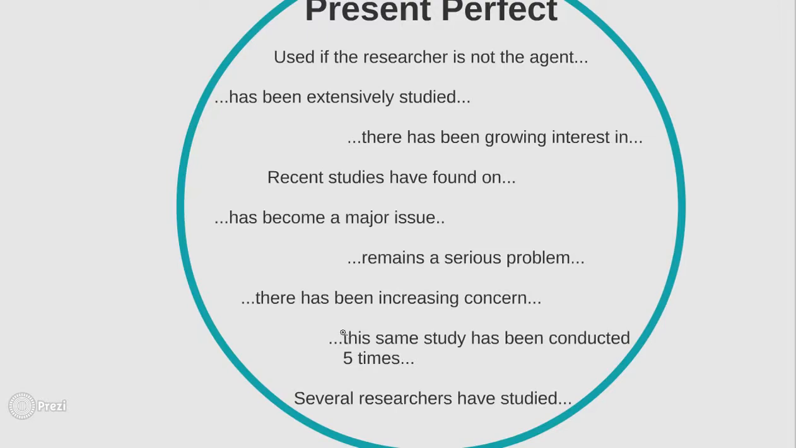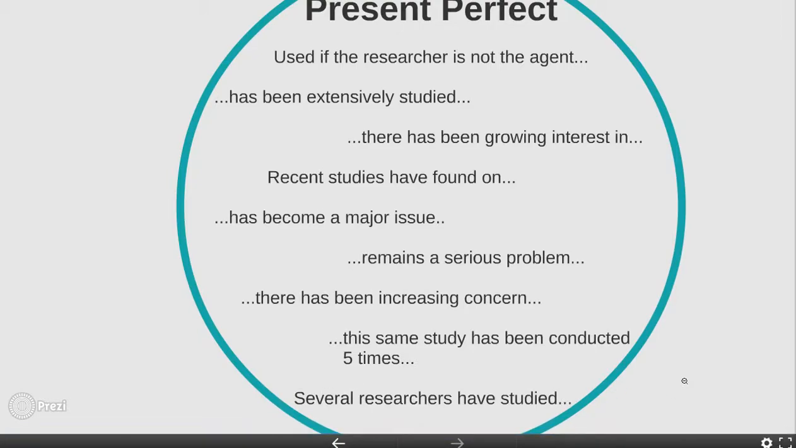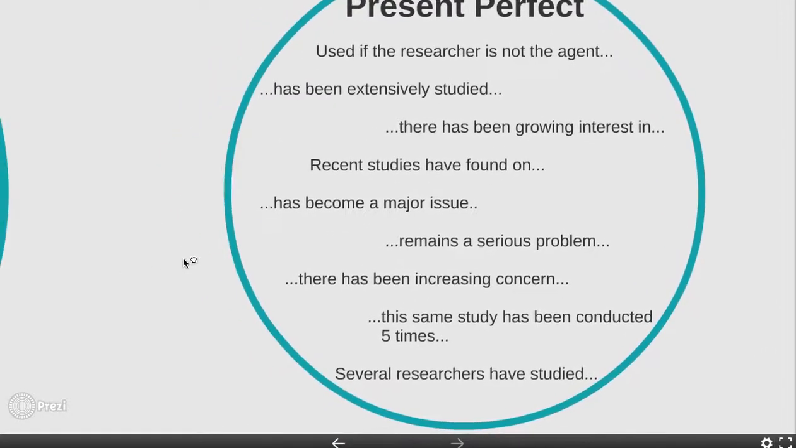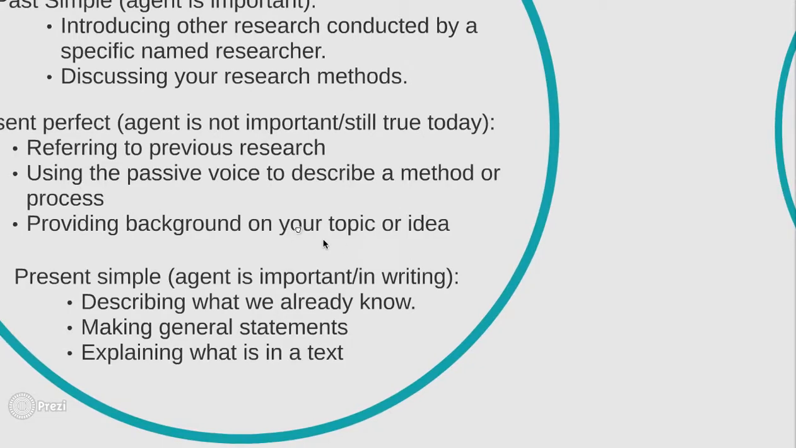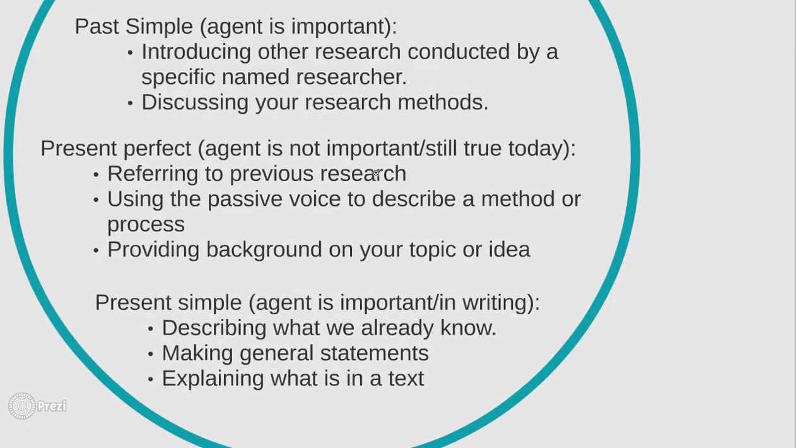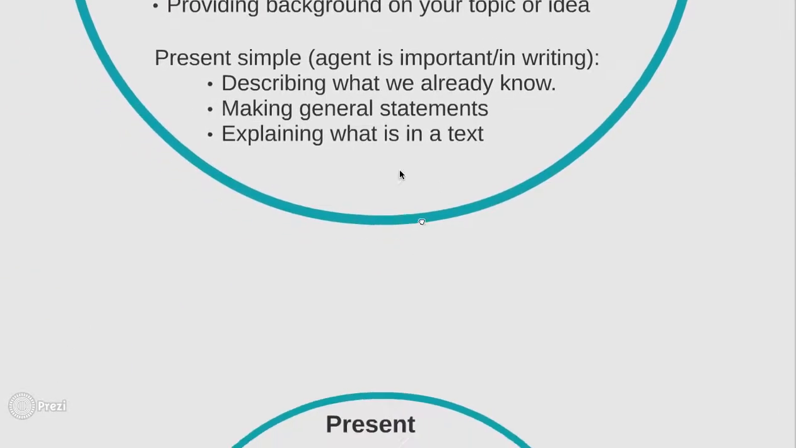All right, and then this same study has been conducted 5 times. Several researchers have studied this. So that's normally when present perfect is going to be used. Again, present perfect is used for referring to previous research, using the passive voice, in something that happened in the past and is still happening, and then providing background on your topic.